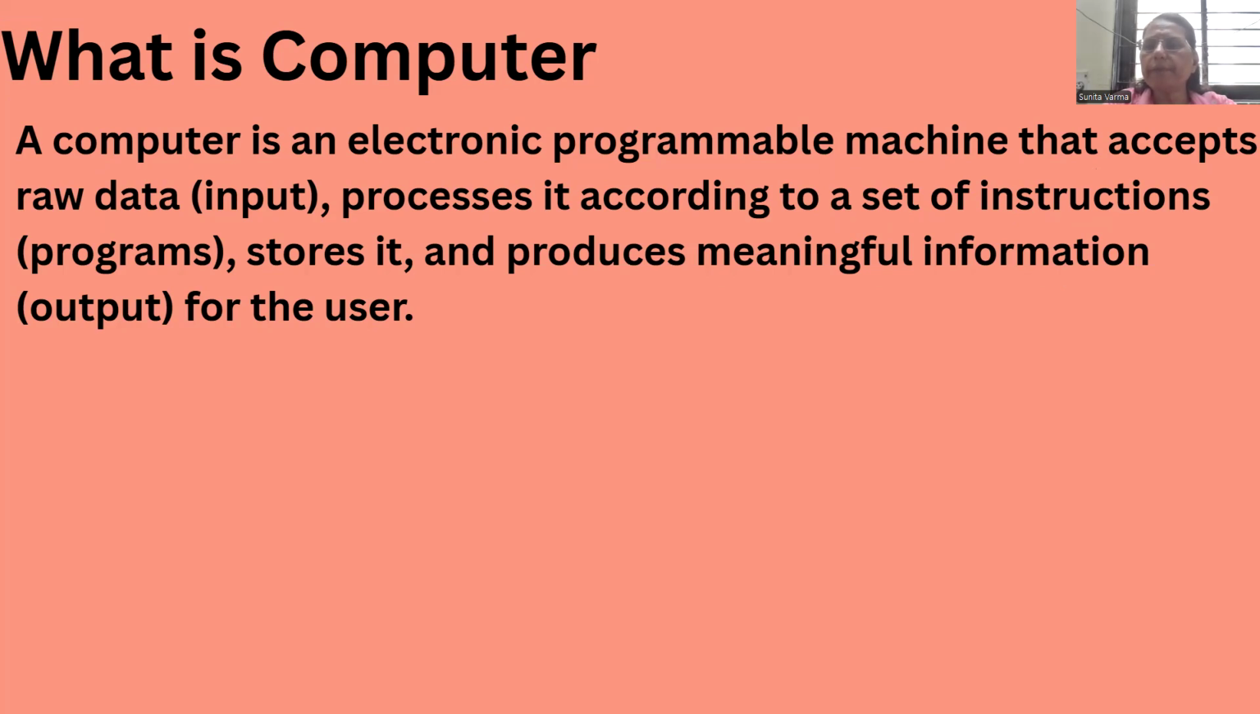For example, if we want to do the addition of two numbers, then we give two numbers as the input, then we write the instruction for adding these two numbers, and the addition is done by the computer, and the output is 4. The output of the addition is available on the monitor to the user.